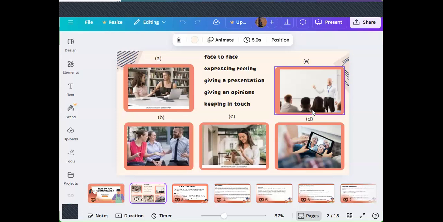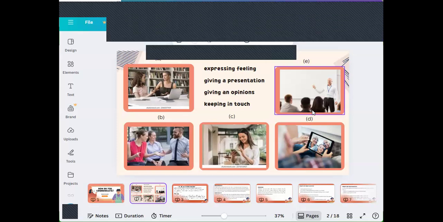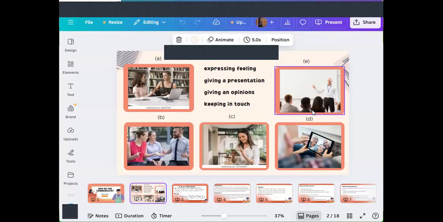So picture D can also be keeping in touch with somebody, or face to face, because we can see each other through Zoom or video calls, or see other people face to face, and also keep in touch. We can also use the internet, and also face to face, which also refers to meeting with somebody in person. We can also call face to face. Okay, so picture D can be face to face and also keeping in touch.